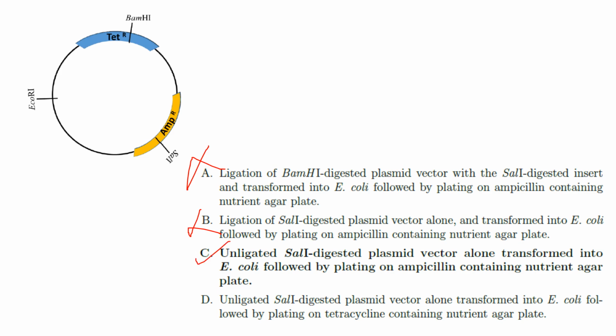Option D: unligated SAL1 digested plasmid vector alone transformed into E. coli followed by plating on tetracycline. Tetracycline naturally they will grow because it is not damaged. It is not digested with SAL1. It will not tell you whether the SAL1 digestion is complete or incomplete. So D is also not the answer.